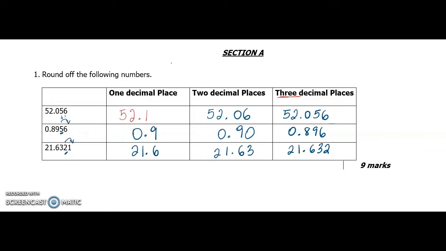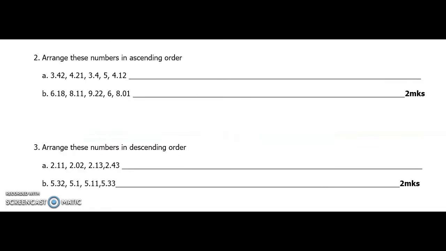3 decimal places, 3 digits after the decimal point. 4 decimal places, and so on, the amount of digits after the decimal point. For the next question, it states that we should arrange the numbers in ascending order. So the first thing you're going to do, you're just going to highlight ascending order and make a note that they're talking about the smallest number to the largest number. So you want to identify that first.